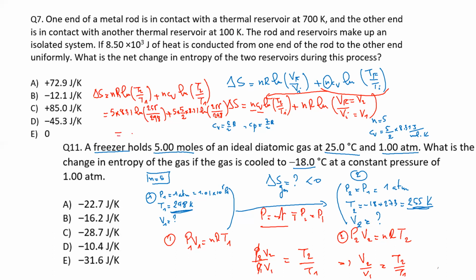When you calculate this, it will give you minus 22.7 joule per Kelvin. Okay, which is this. Good. Is it clear? Okay, good.